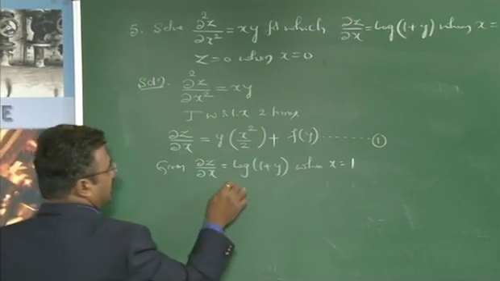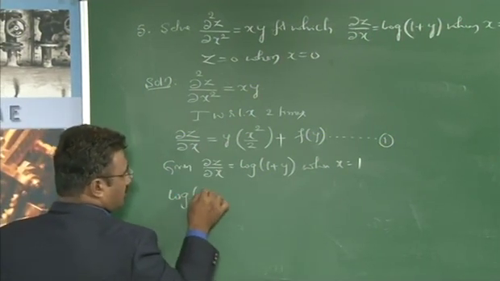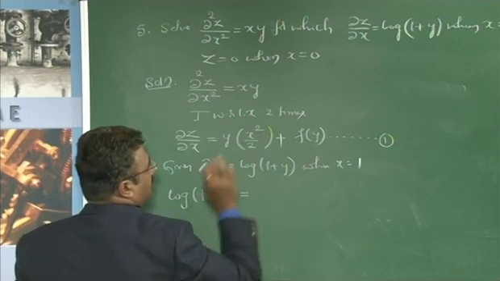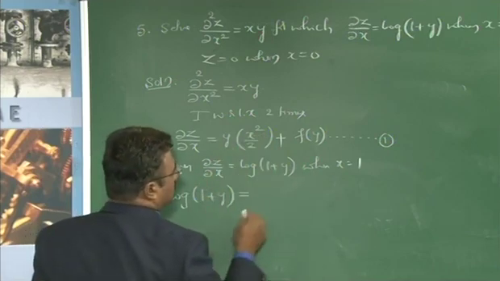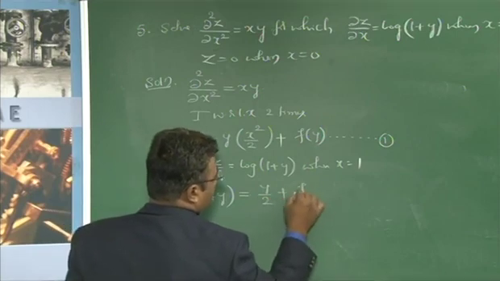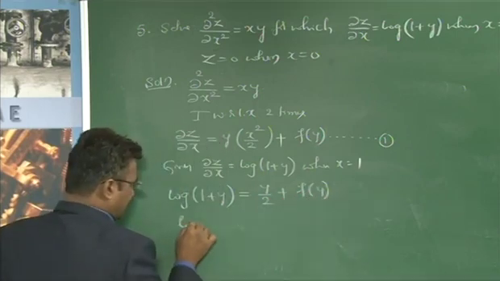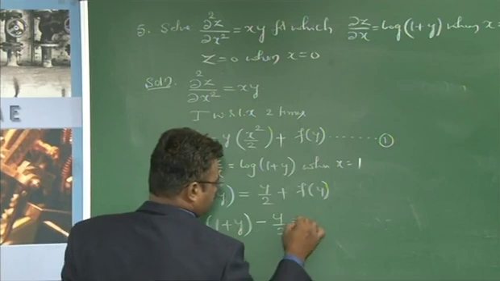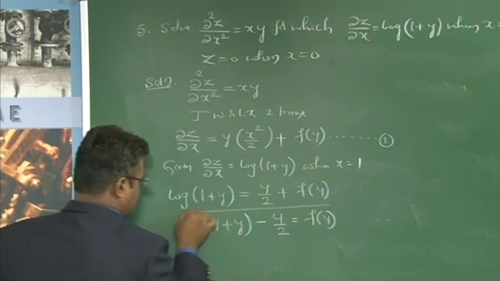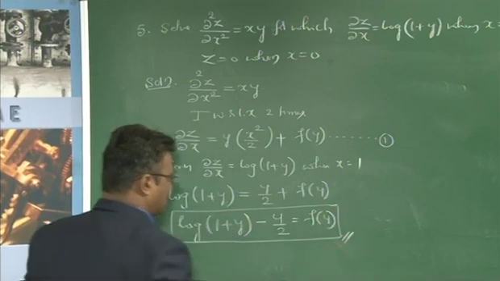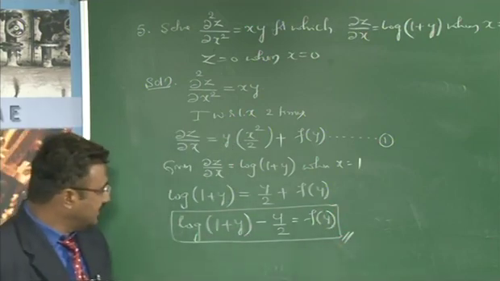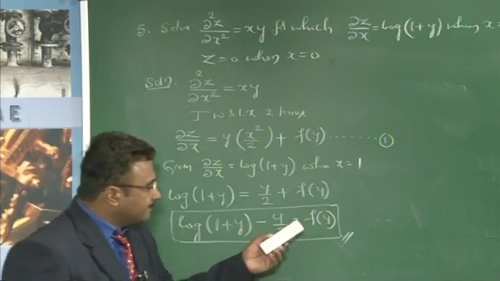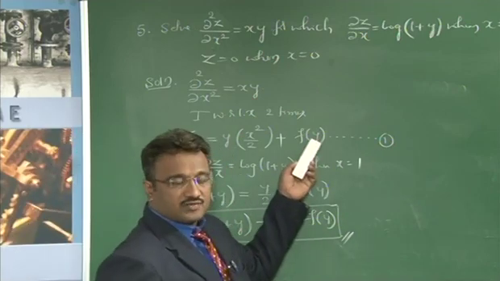Then, substitute here: log(1 + y) should be equal to, substituting x equal to 1, y/2 plus f(y). So log(1 + y) minus y/2 is f(y). Now I got the value of f(y) as log(1 + y) minus y/2.